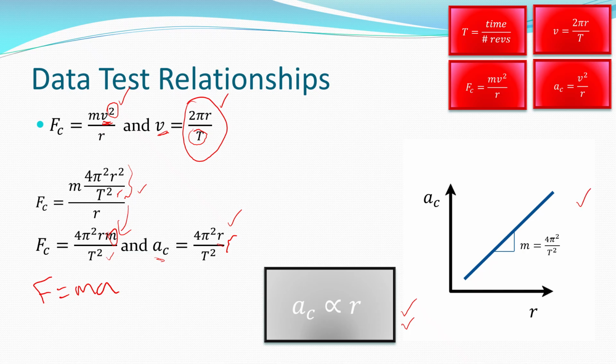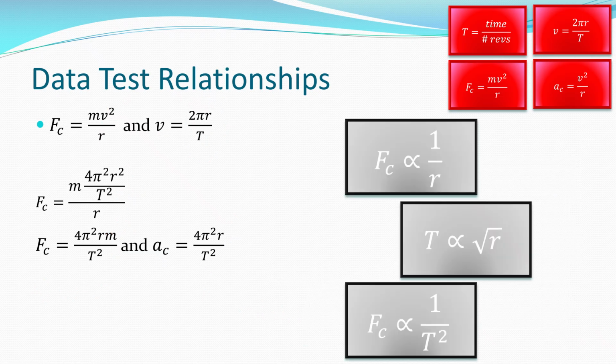When they're graphed together like that, it's the same thing. Everything in this equation that's not one of those two variables becomes my gradient. Hence, I can solve for the period of rotation of this particular object. See how I've manipulated my data? All right, let's look at a few more.